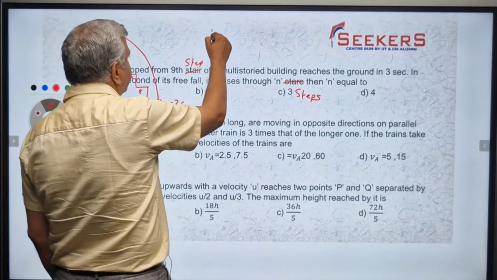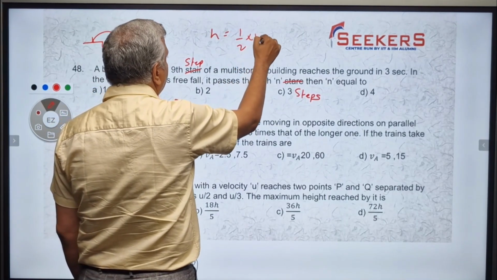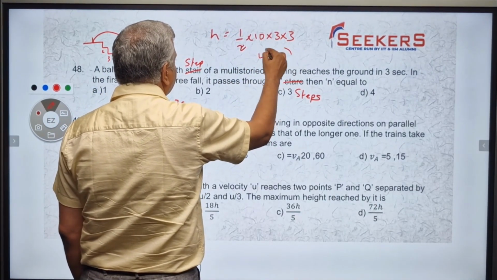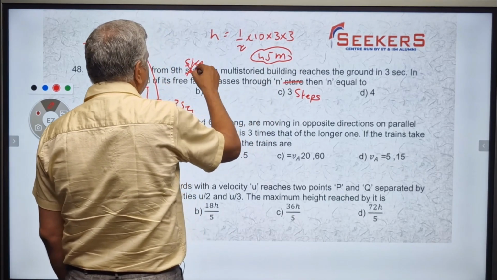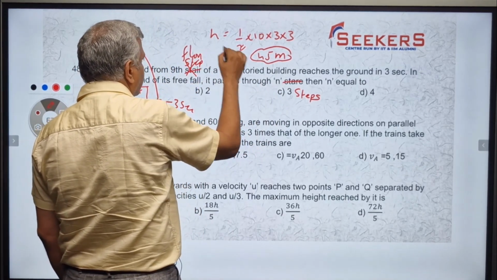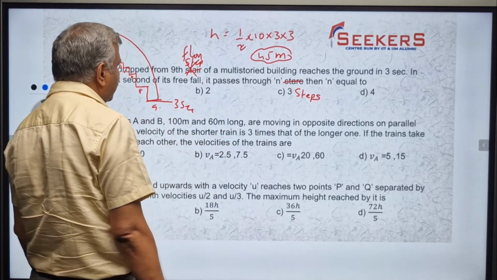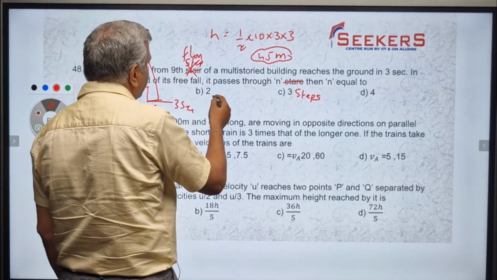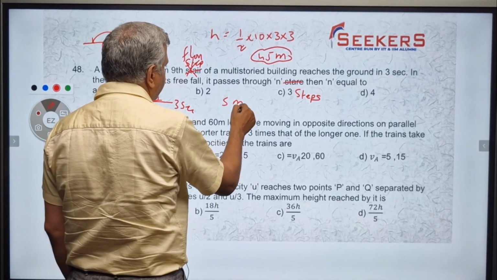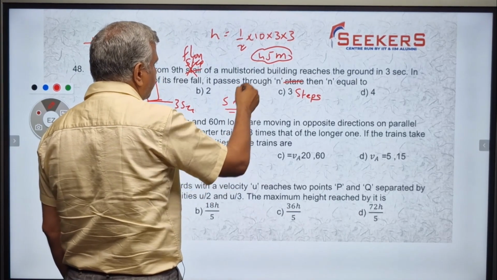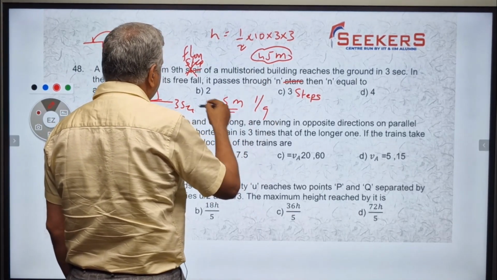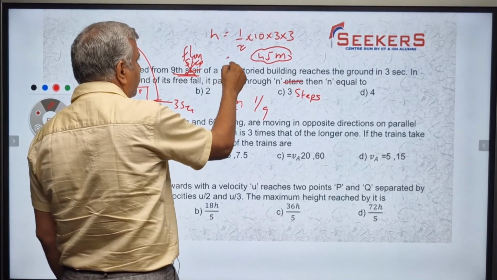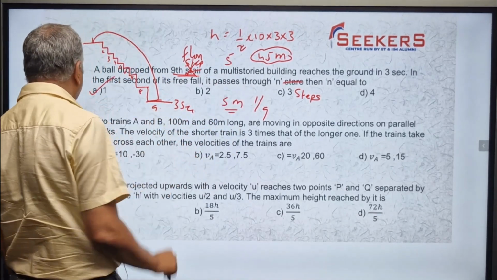So basically I can say the height is equal to half into 10 into 3 into 3. So that is 45 meters is the height. These are not steps, I think these should be floors. Leave it, 45 meters. Then in the first second of its journey, it falls through 5 meters. So 5 meters is 1 by 9th of it. So totally 45 meters is for 9 floors, so each floor will be 5 meters.